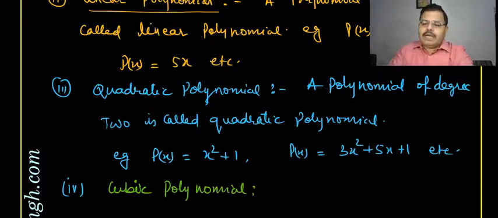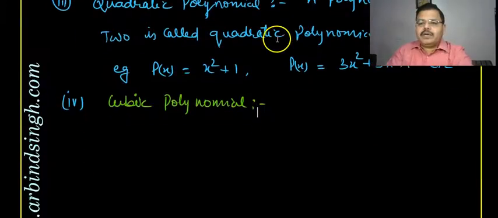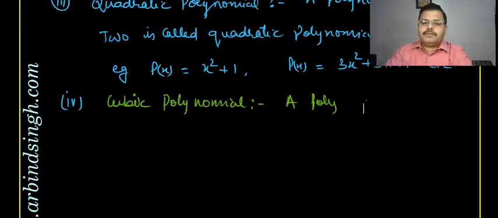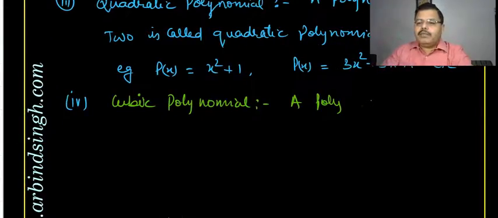Cubic polynomial is described as a polynomial of degree 3. Of course you understood it. A polynomial of degree 3 is called a cubic polynomial. Right?